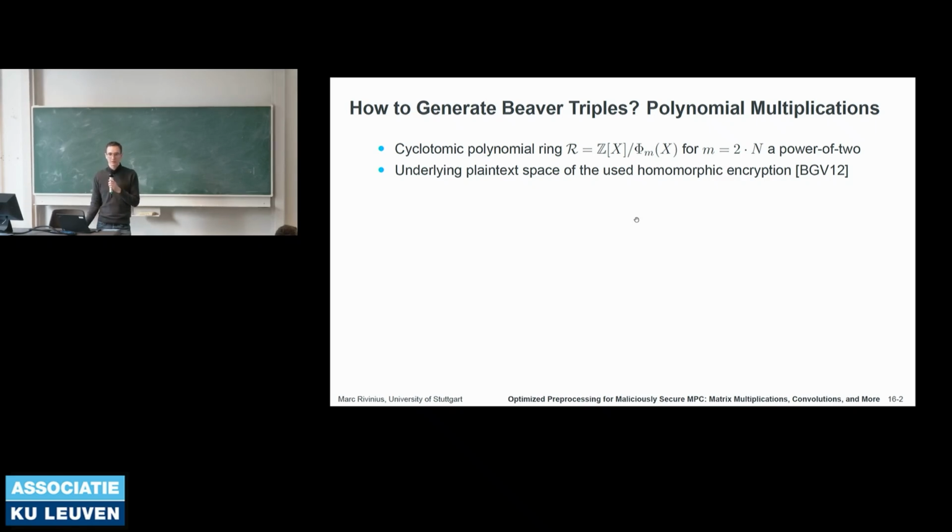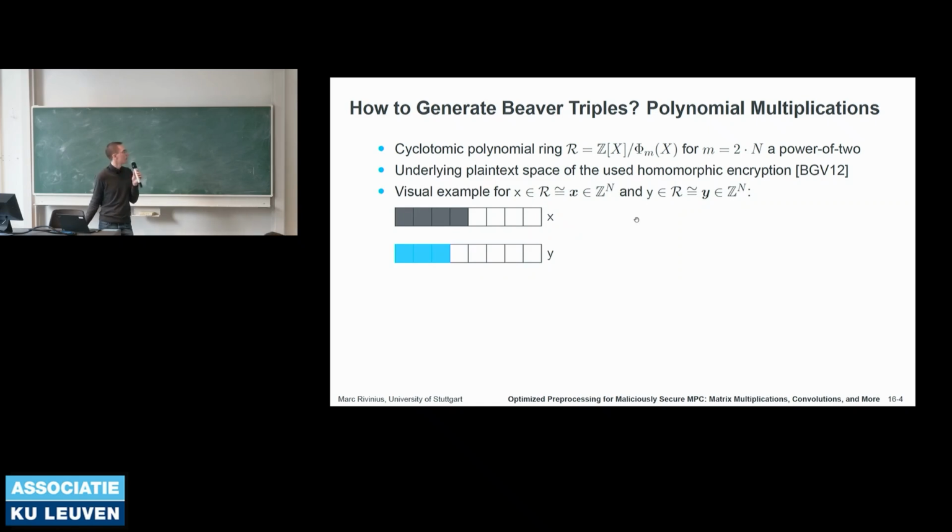That forms a plaintext space here. So your operations on ciphertexts map very easily to just these polynomial multiplications. And if you have a polynomial that maps to a vector of n elements by just the coefficients, if you have then two polynomials and you want to multiply them, it looks somehow like this.